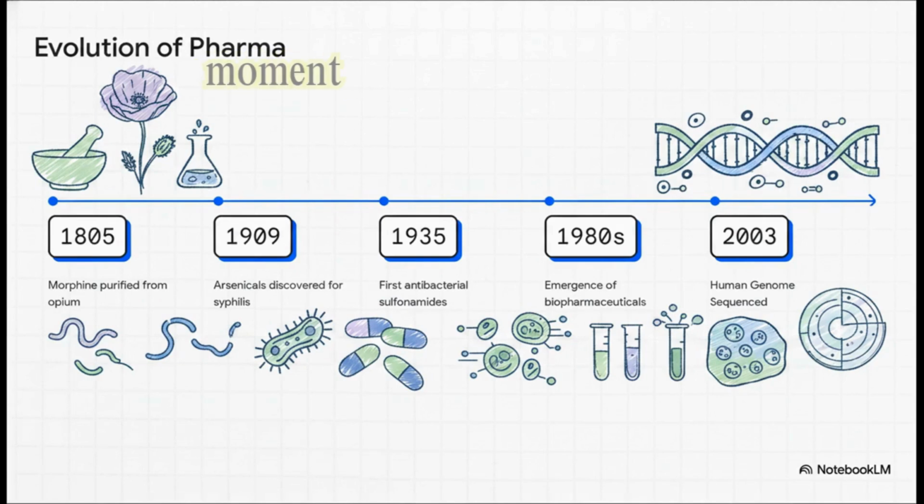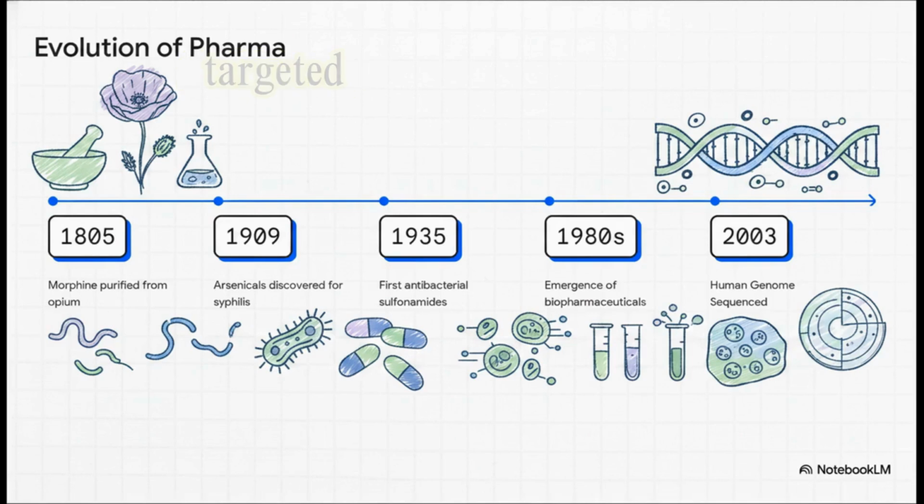The absolute pivotal moment came in 1805. A young German apothecary named Friedrich Serturner managed to purify morphine from opium. Now, why is this such a high-yield exam point? Because it proved once and for all that specific, purified chemicals, not magic, not invisible vital forces, are what actually cause biological effects. It completely opened the floodgates.